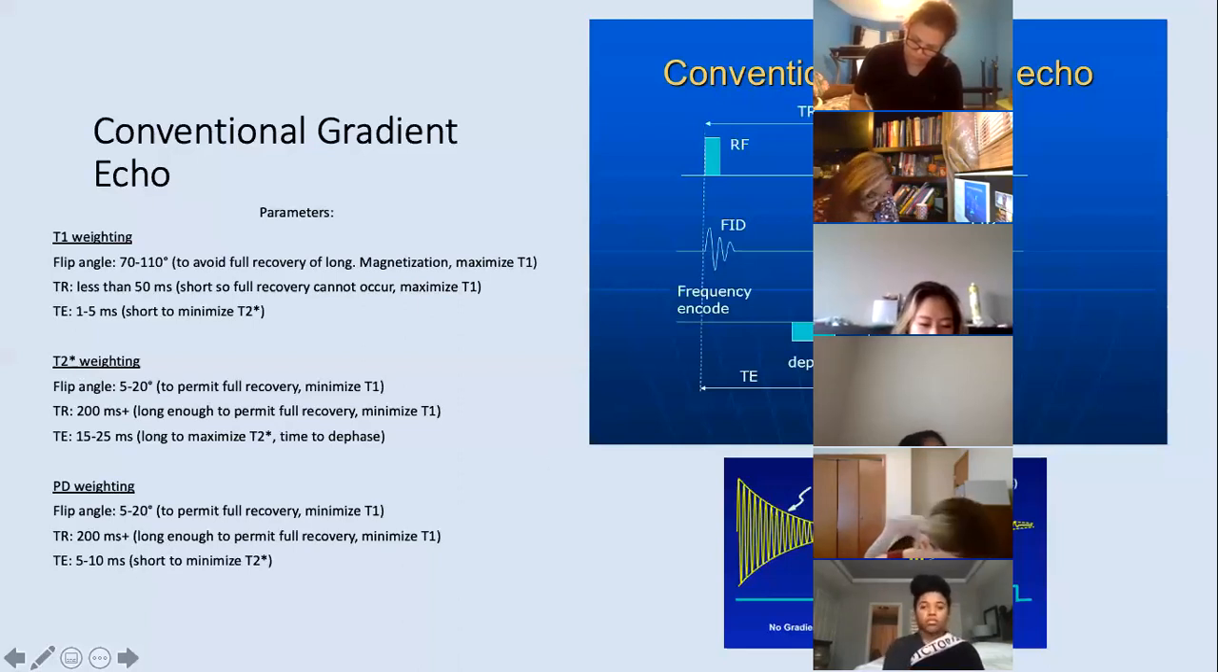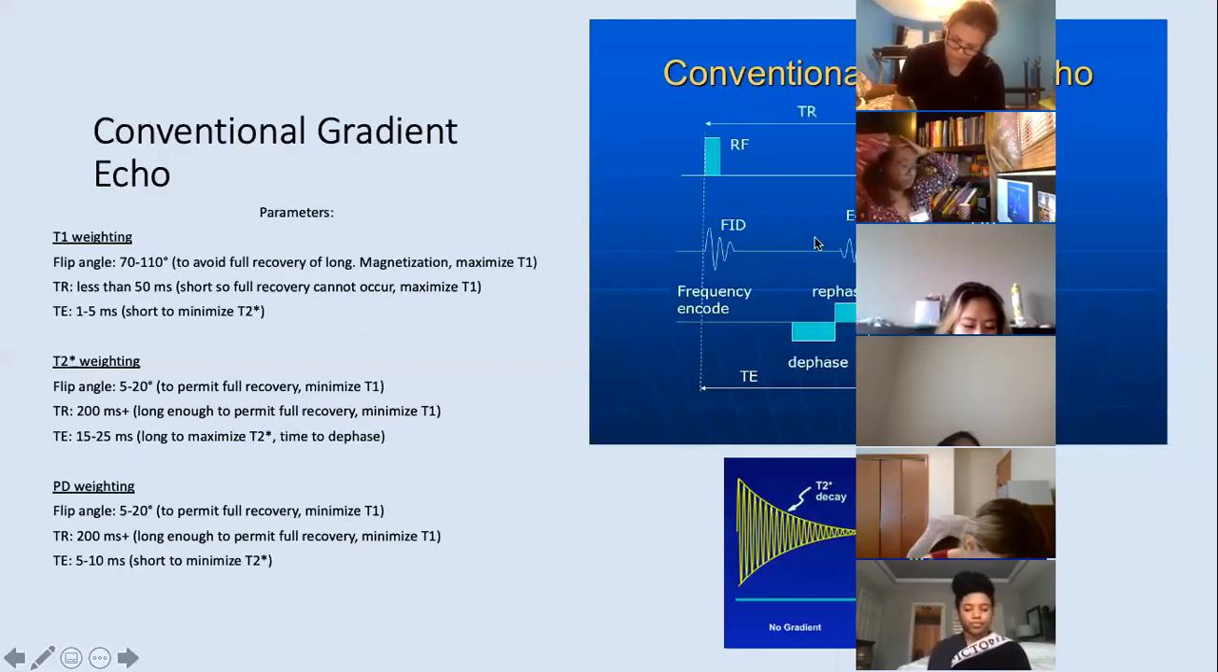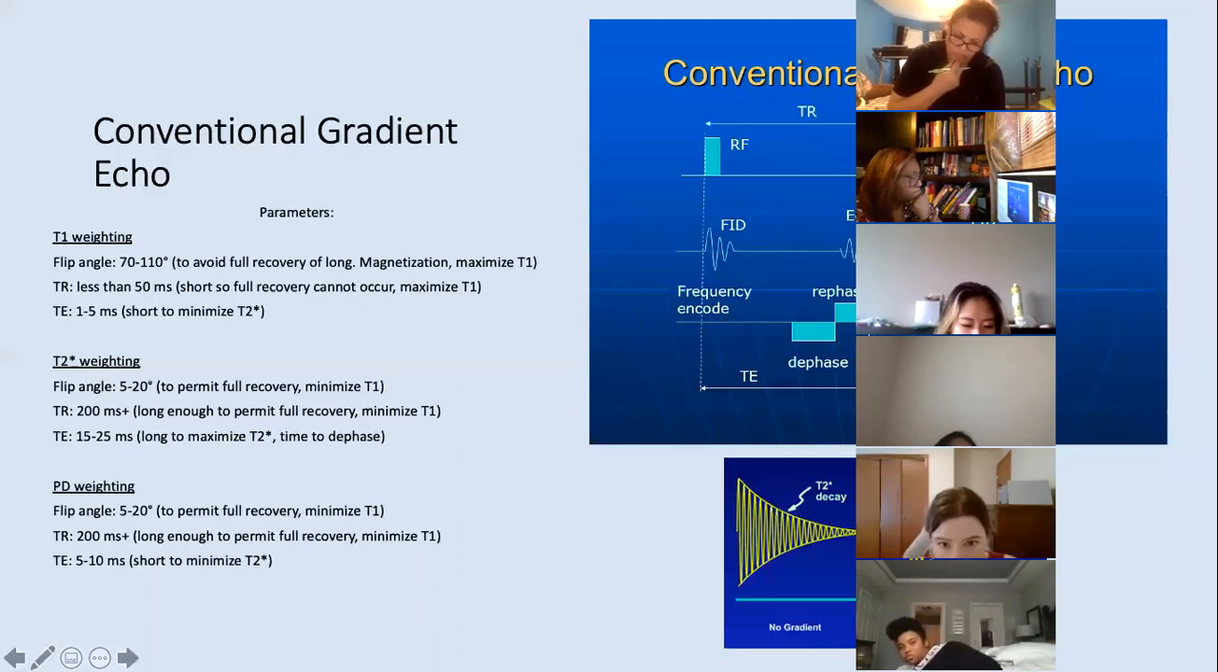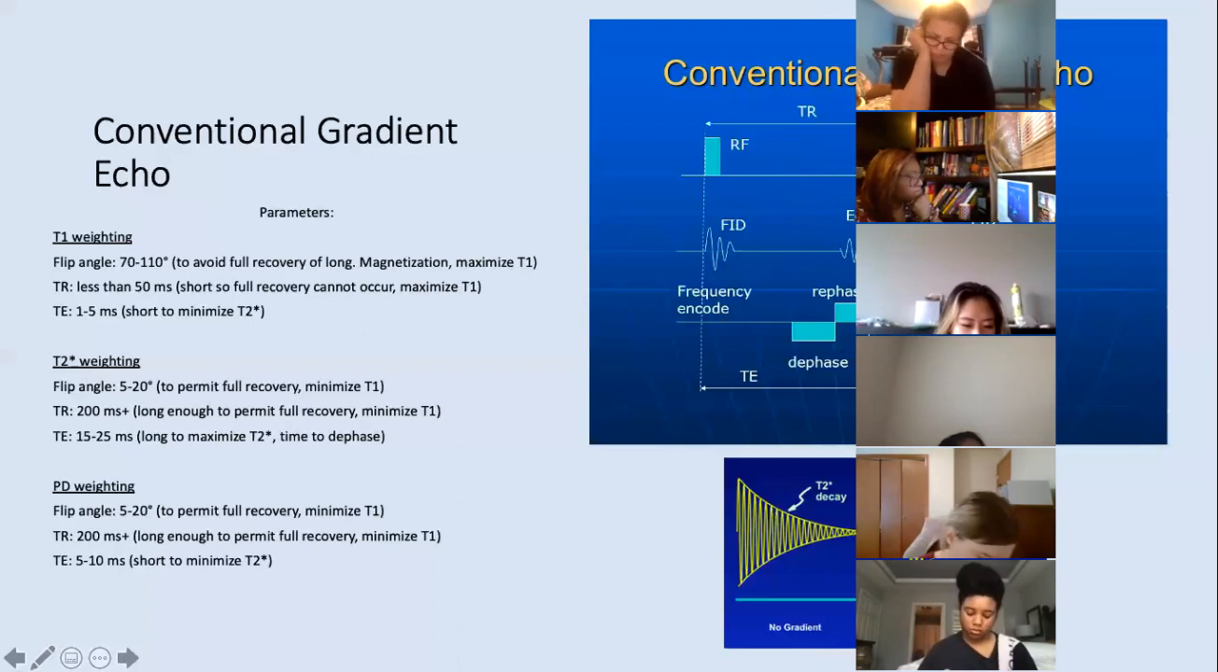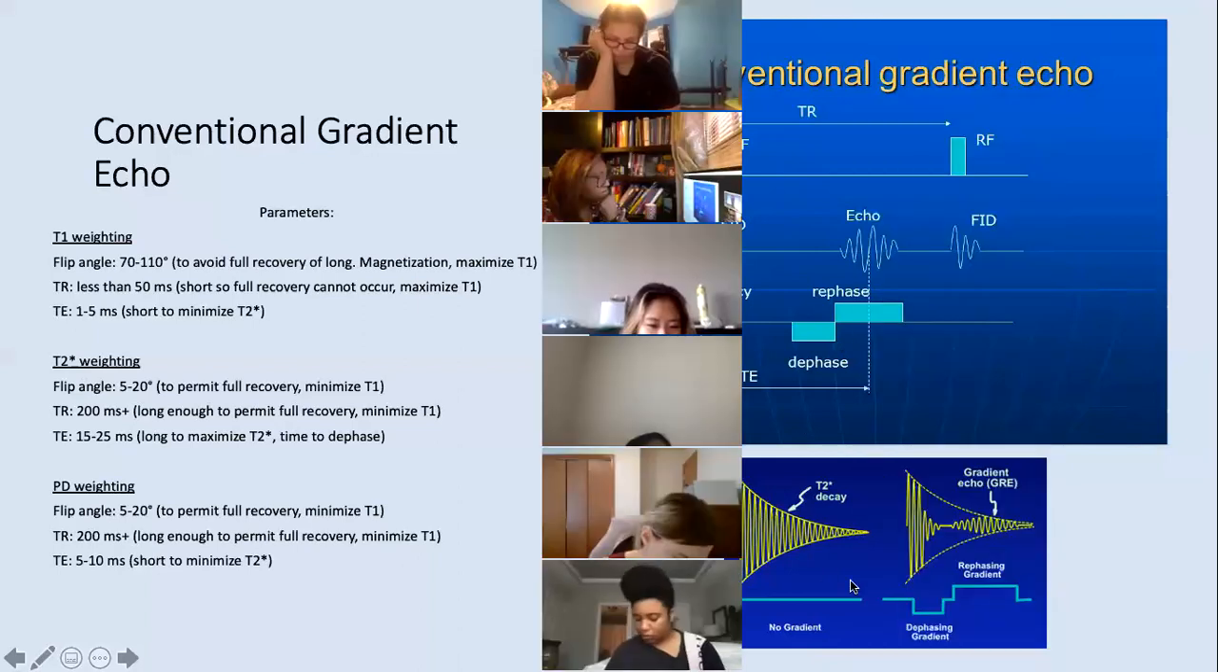Over here is once again just a diagram of our conventional gradient echo. And you can see here that the frequency encoding gradient is going to dephase and rephase those spins, and then we'll get our resulting echo. We do not have a 180-degree refocusing pulse. And then this is just showing you the T2 star decay and what's happening with those dephasing and rephasing gradients.